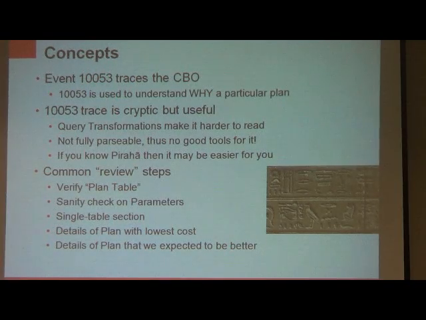In other words, if you ever want to understand the CBO, this is the file that you want to read, because it spells out all the steps the cost-based optimizer is doing in order to produce an execution plan. The 10053 is quite cryptic, but it is very useful. It's just a matter of learning how to read this file.